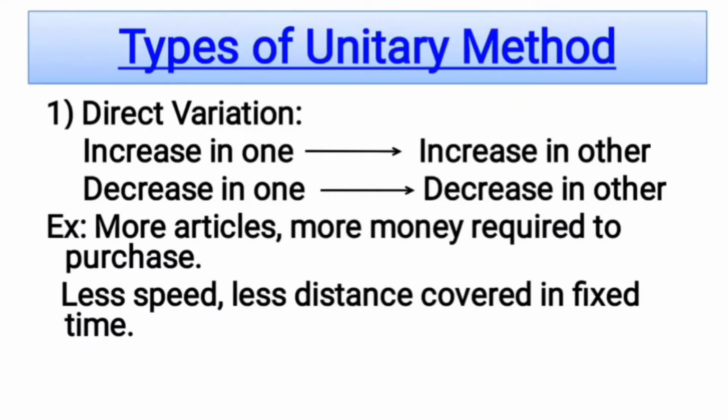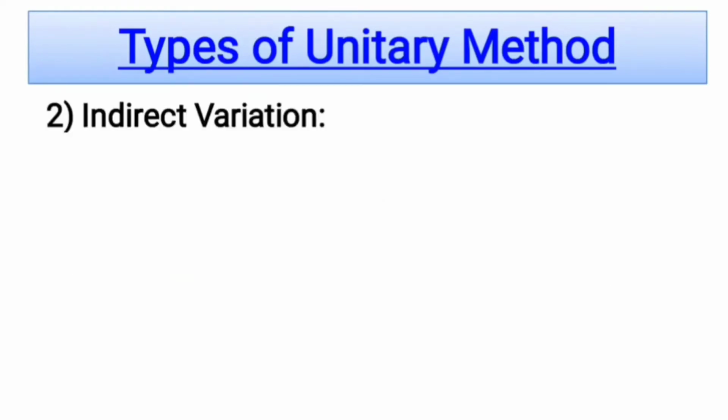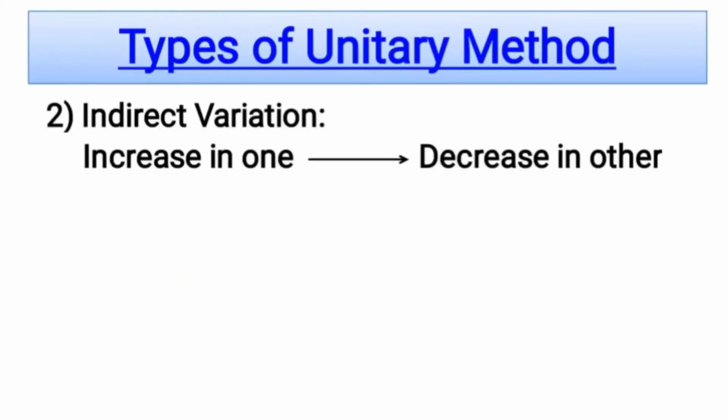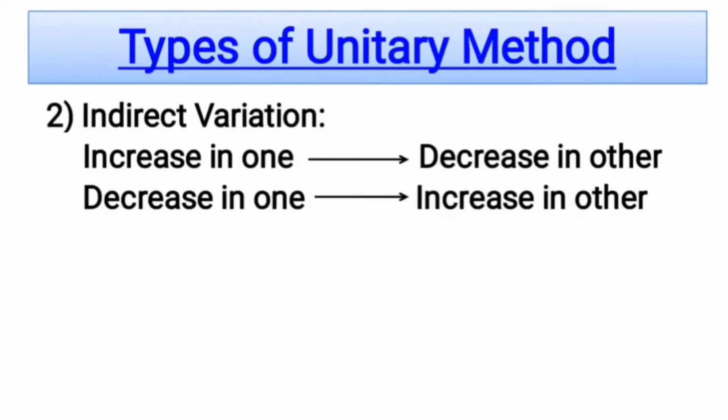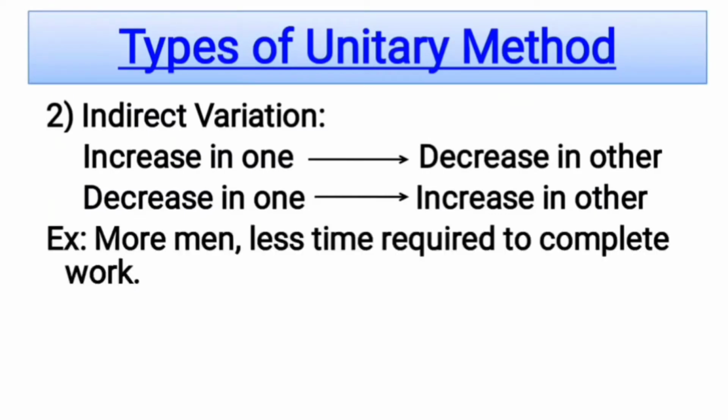Indirect variation is opposite to this. Here, increase of one value decreases the other and decrease of one value increases the other. For example, more men, less time required to complete work. If there are more men, work can be completed in less time. If there are fewer men, then time required to complete work is more.